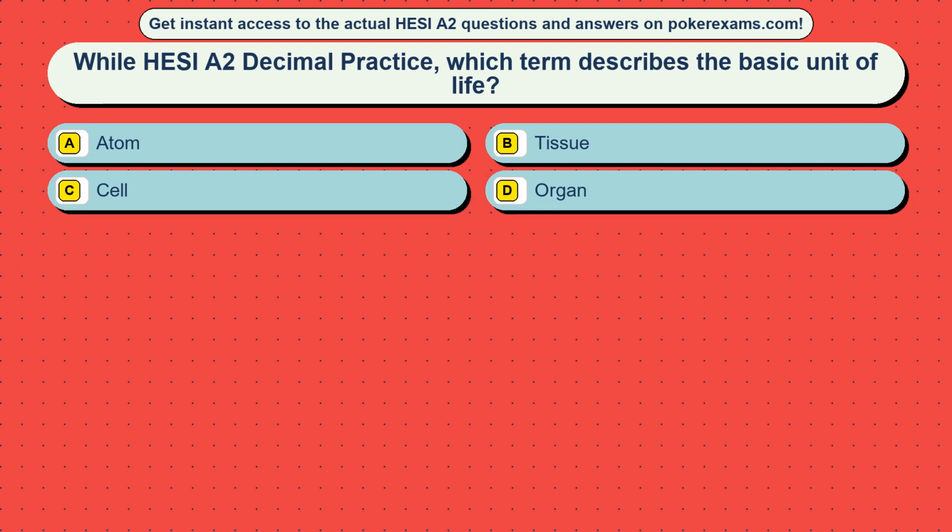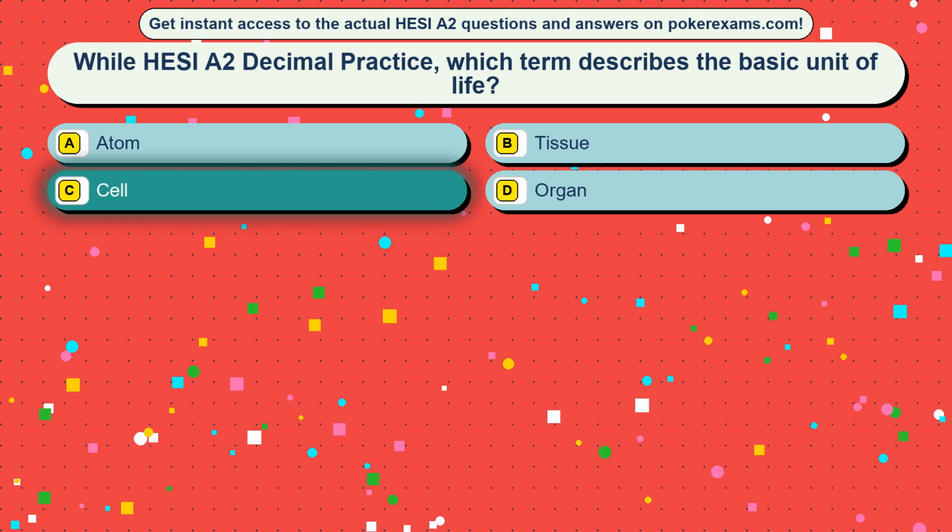Question 17. While HESI A2 decimal practice, which term describes the basic unit of life? Option A, atom. Option B, tissue. Option C, cell. Option D, organ. The correct answer is option C, cell.